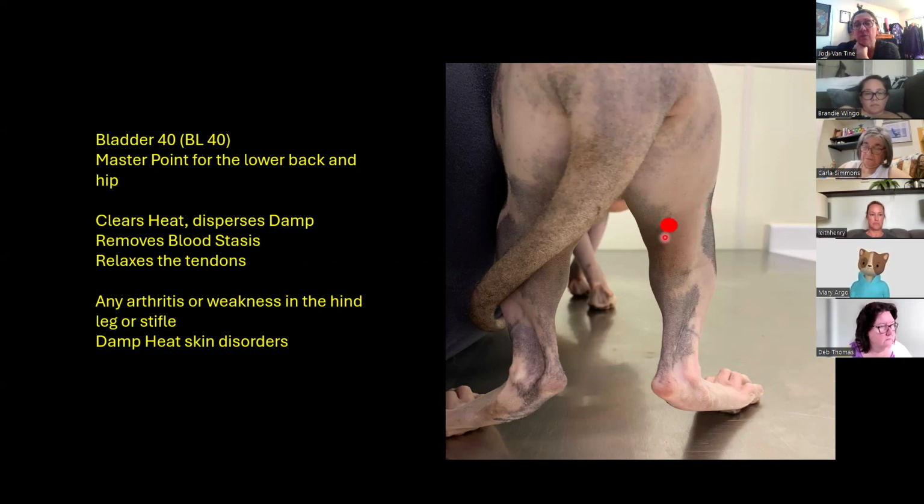Again, by virtue of the fact that it's around the knee, it's going to clear heat and damp, so it helps with inflammation. It's also a really good point for pain relief, the blood stasis pain, the more severe pain, and it also relaxes the tendons. So it's a point that I use almost all the time. It's easy to find, but a lot of my patients have hind end weakness, hip pain, knee pain, and arthritis in the lower back. And this is a really, really good point for all of that. It's also useful for dermatitis as well, again, because it drains damp and clears heat.